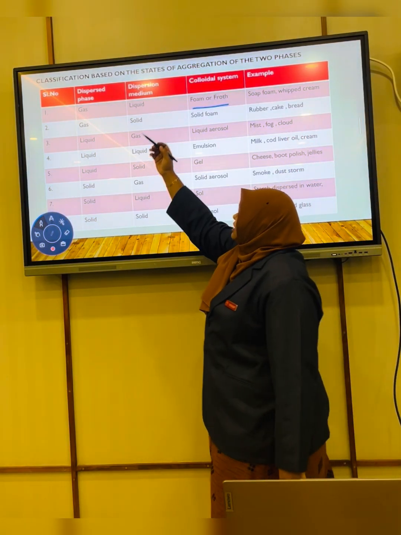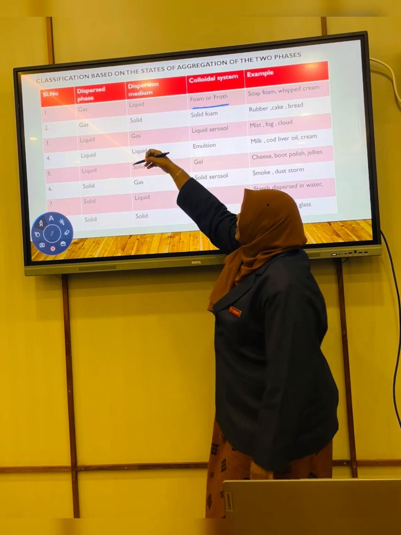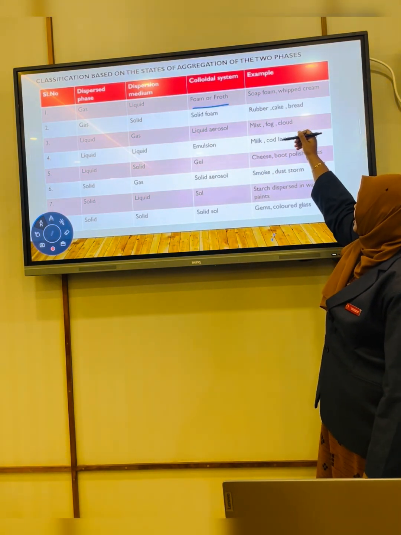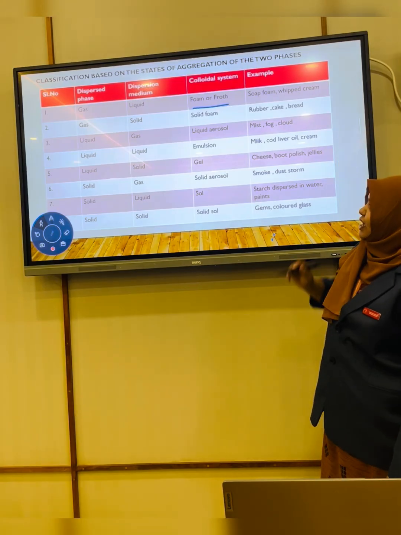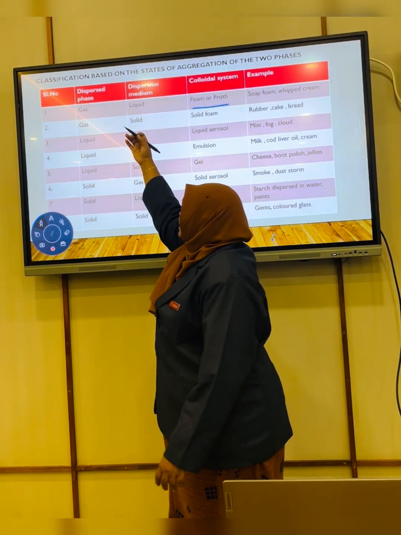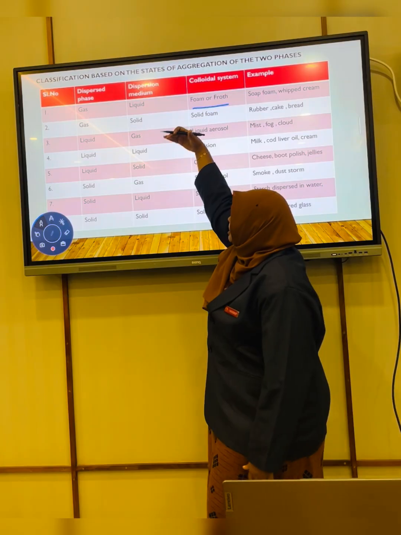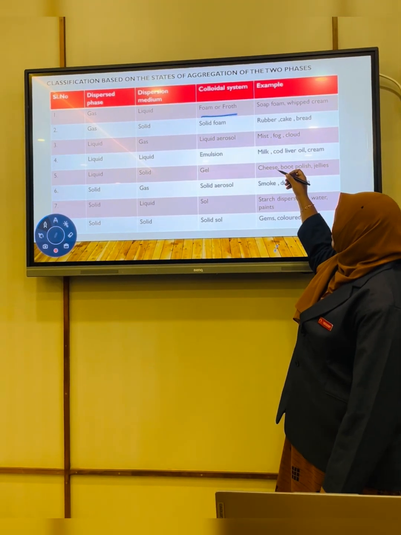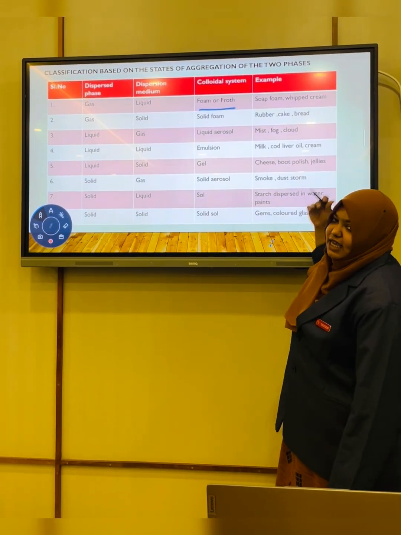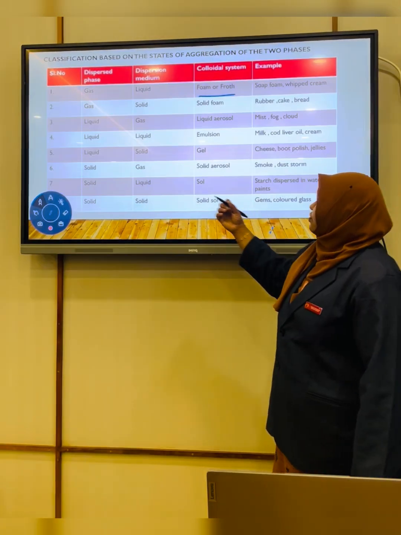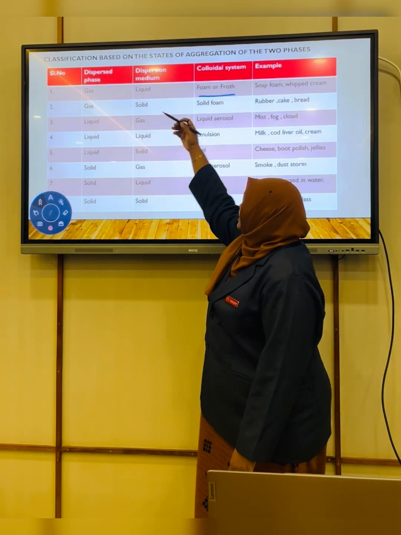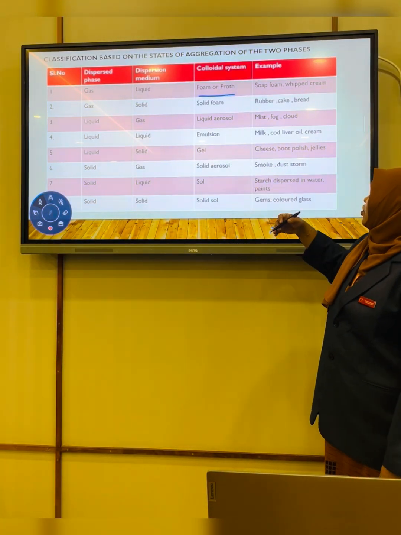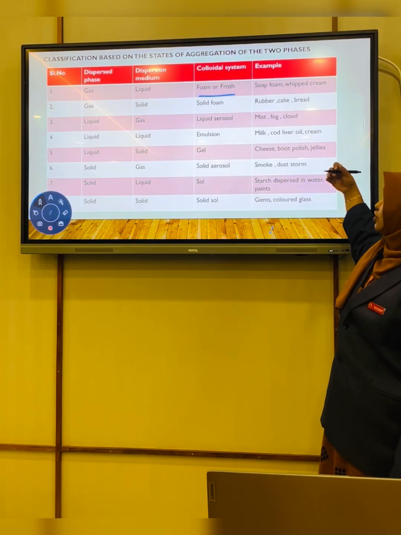Next one: if the dispersed phase and dispersion medium are both liquid, we call the colloidal system an emulsion. The examples are milk, cod liver oil, cream, etc. The next one: the dispersed phase is liquid and the dispersion medium is solid, the colloidal system is a gel. Examples: cheese, boot polish, jellies, etc. Next one, the dispersed phase is solid and the dispersion medium is gas. The colloidal system is solid aerosol. The examples are smoke, dust storm, etc.